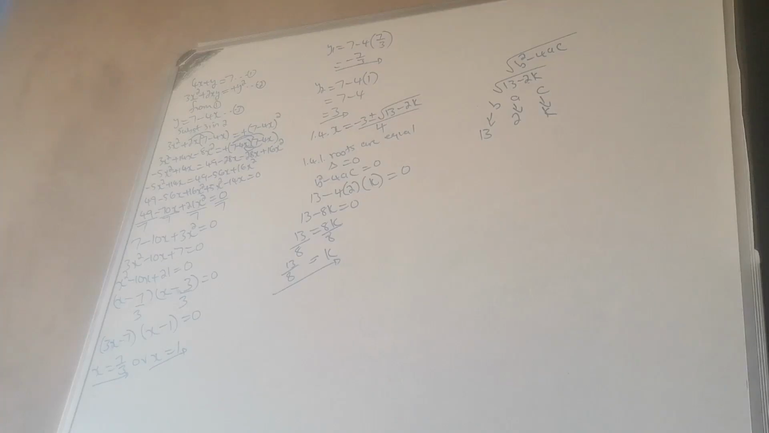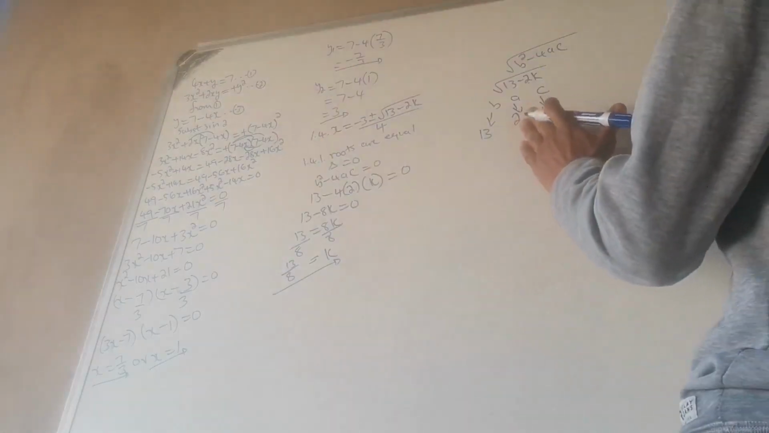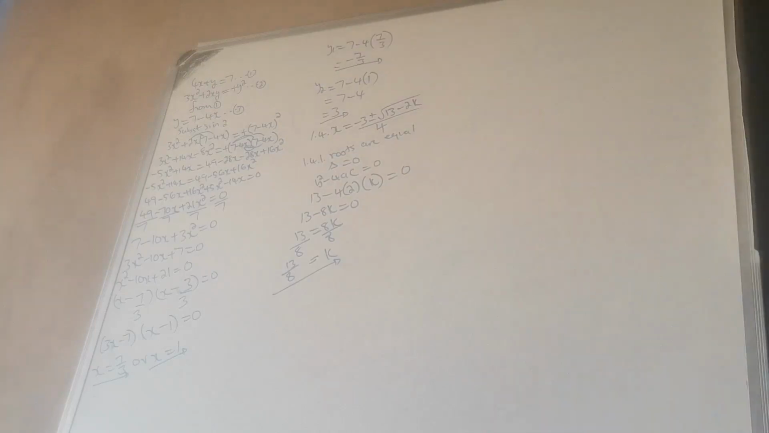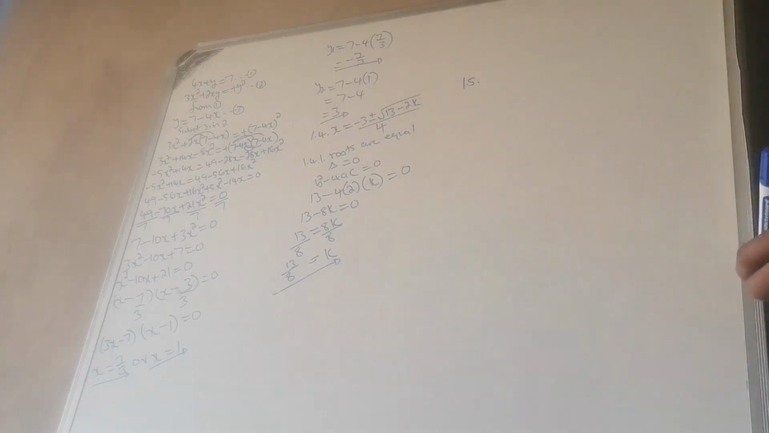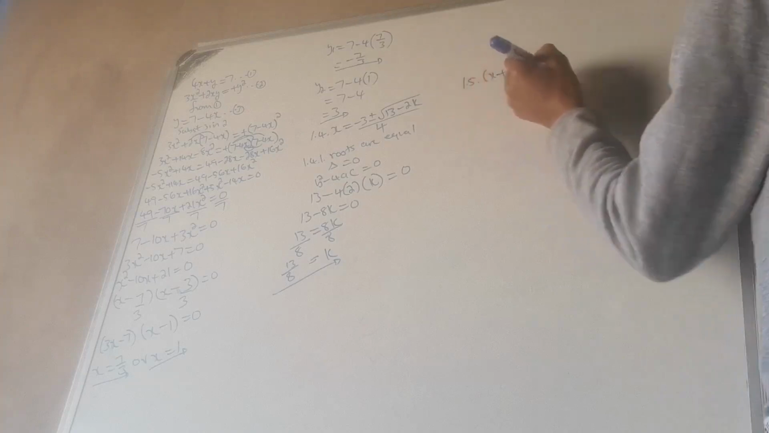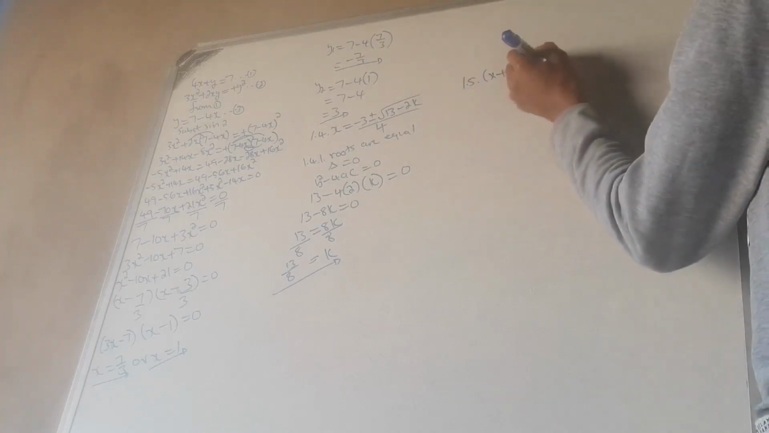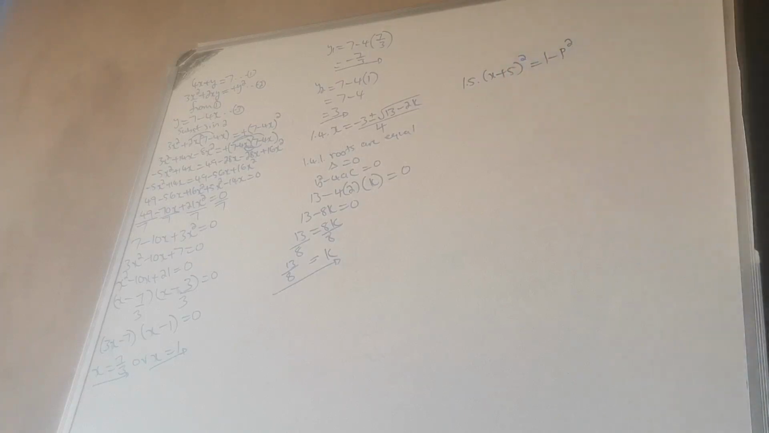Right, if that is the value of k, what is the next problem? The next question. Open bracket x plus 5 close bracket squared equals 1 minus p squared. Then calculate the values of p for which the roots of the equation are non-real.